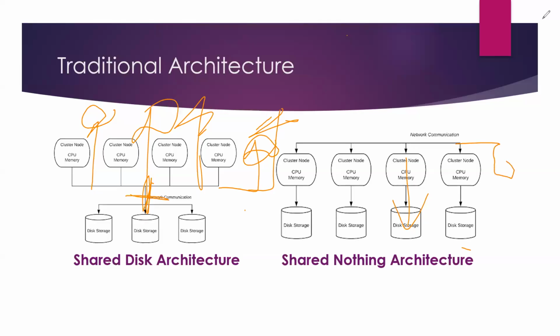If you are adding one node, it has a separate disk, so there is no bottleneck, because the data in a shared nothing architecture is not transferred over a common network. But in a shared disk architecture, data travels through the common network, where a bottleneck occurs. So these are some advantages and disadvantages of the shared disk architecture. Clear? Now we'll move to the Snowflake architecture.